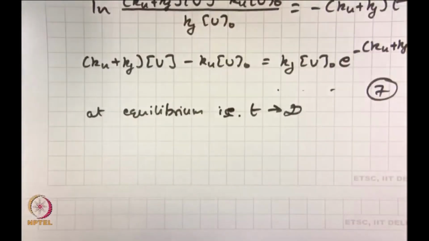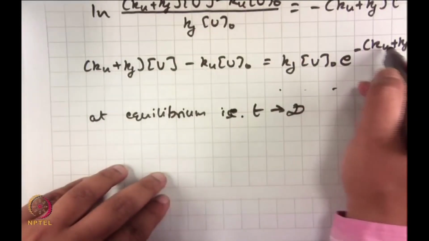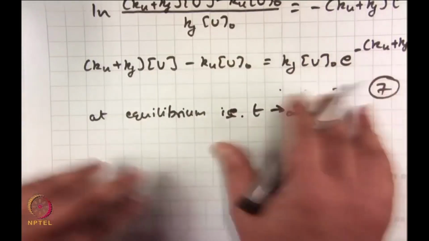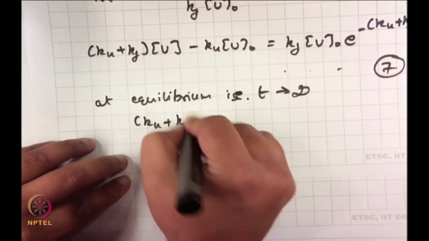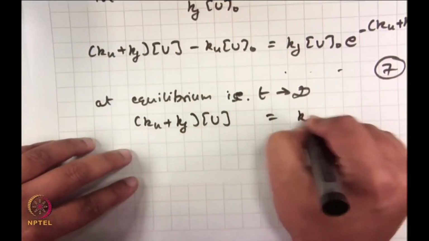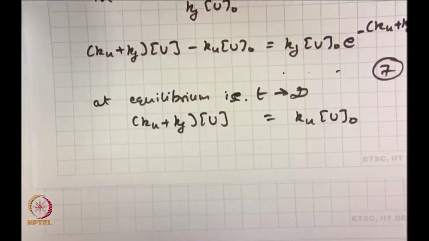What happens to equation number 7? To the right side, what does it go? It goes to 0, right. So, that means the right side of equation 7 goes to 0, because e to the power minus infinity is 0, right. So, hence what I can write is (Ku plus Kf) concentration of U is equal to Ku concentration of U naught, but this is at T tends to infinity.